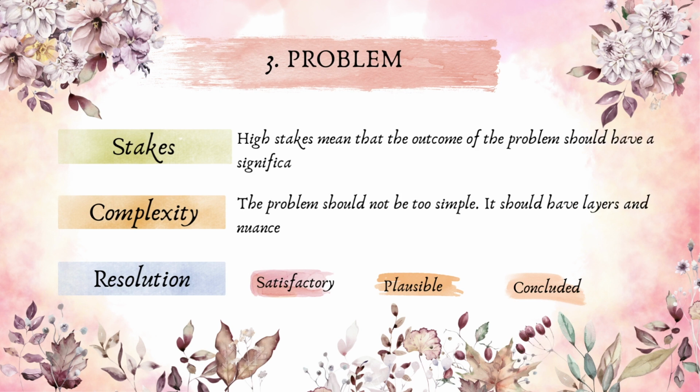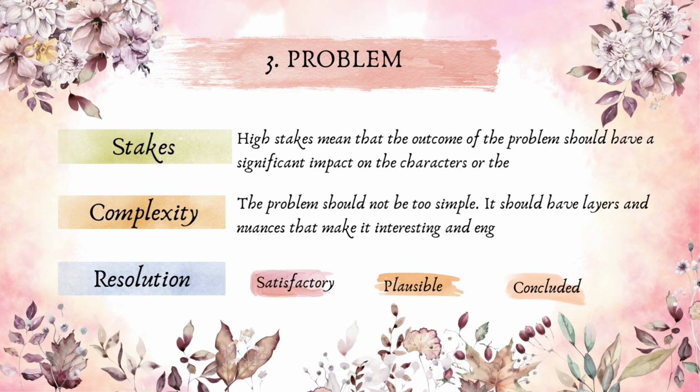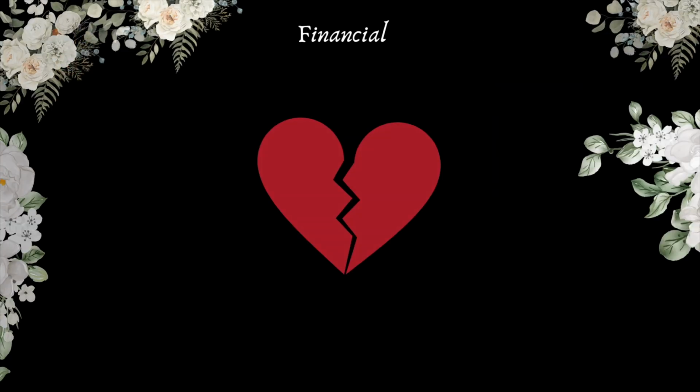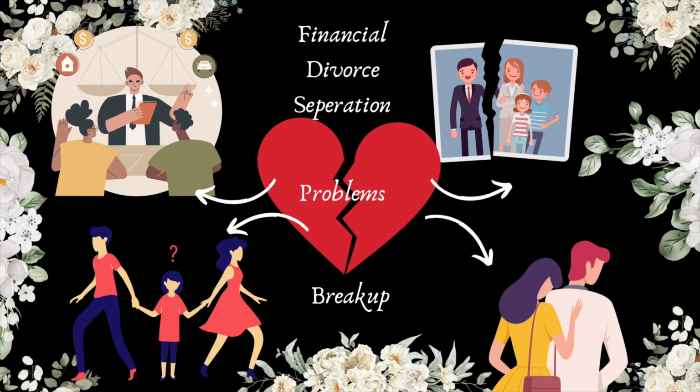Stakes. High stakes should be associated with the major problem. This implies that the solution to the issue must significantly affect the character or the setting of the novel. Complexity. The issue shouldn't be overly straightforward. It should have layers and nuances that make it interesting and engaging. Resolution. The issue ought to be handled satisfactorily. This means that the resolution must be plausible, make sense, and bring the story to a satisfying conclusion.